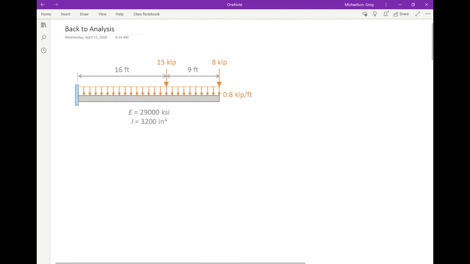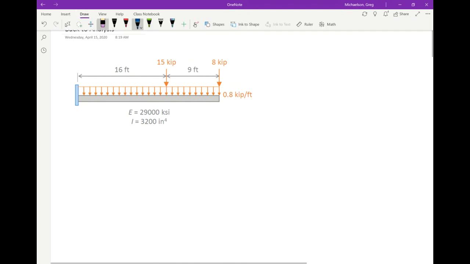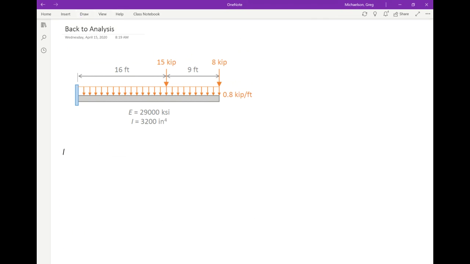I'm getting a warning that the video quality is reducing a bit. If anybody needs me to repeat a calculation, let me know. Now, we're going to start off with case 19, which is the distributed load. Let me turn my font back to black. Okay. So case 19, the distributed load.